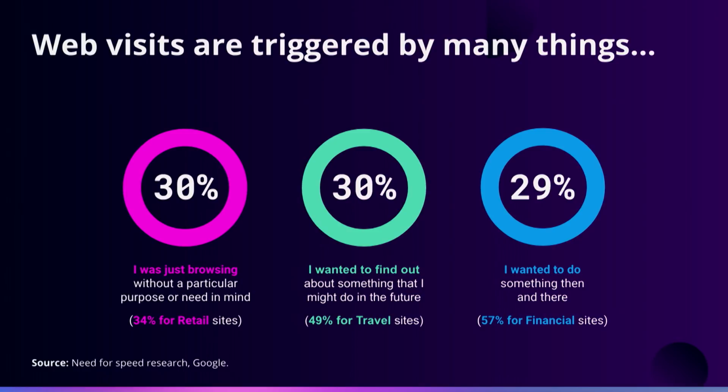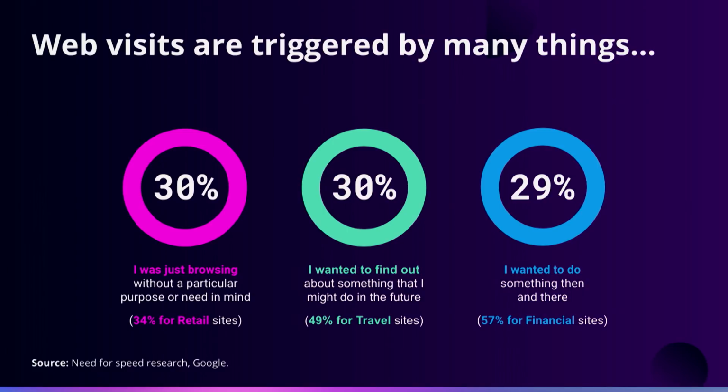30% of users, generally speaking, just want to find something out, maybe the price of something. Typically for travel sites, that will go up to 49%, which again is obvious, right? Because you just want to find out, is it cheap during the school holidays? Most likely not. But you're just trying to find something out.